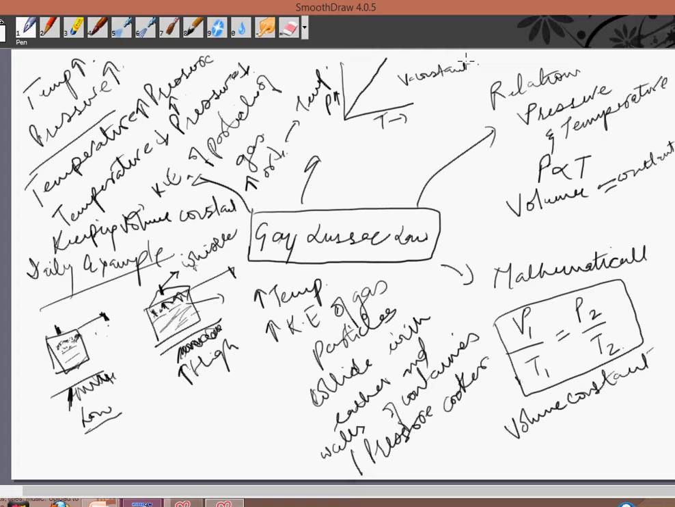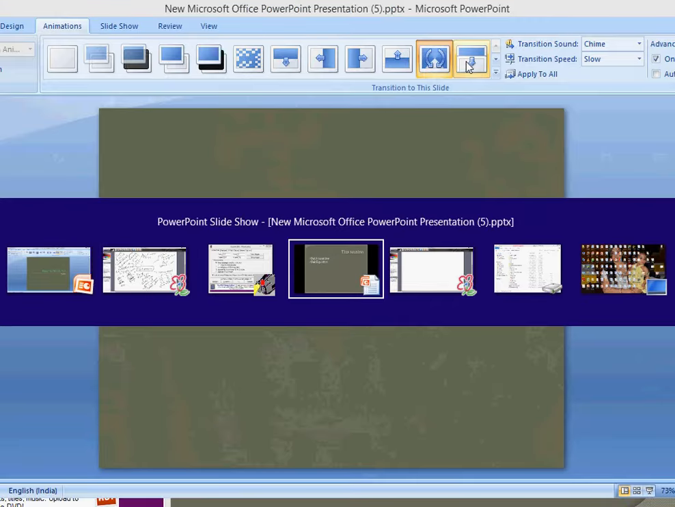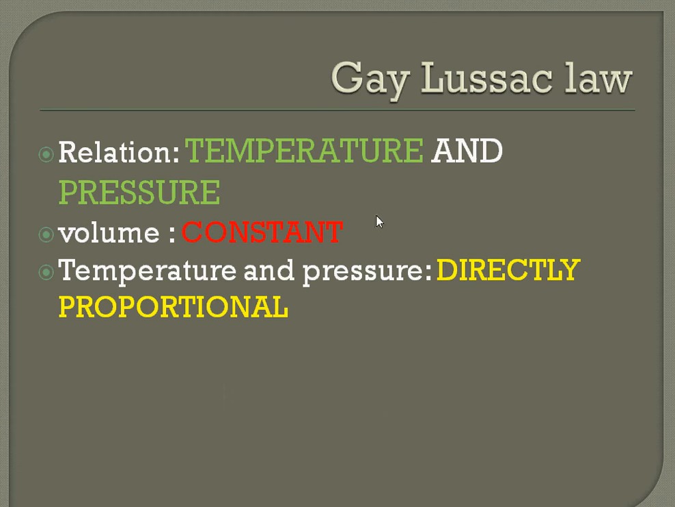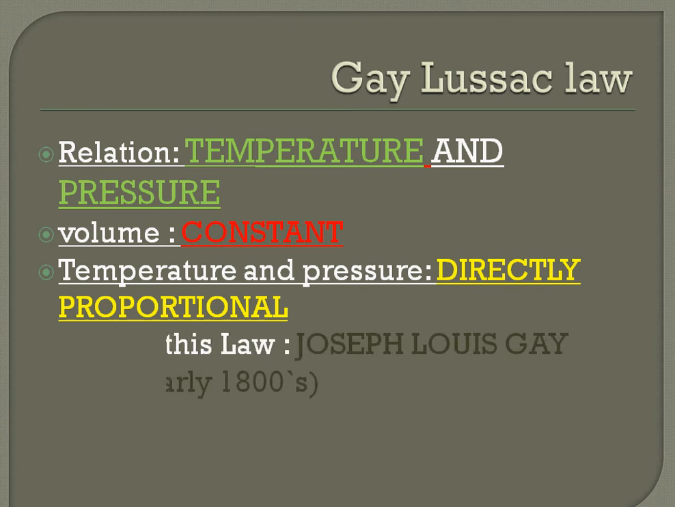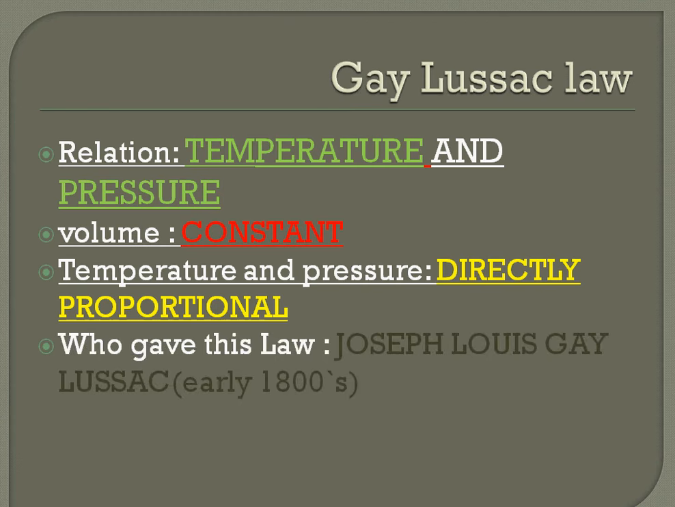Now let's come to the theory part. Yes, we have the relation between temperature and pressure, keeping volume constant. What is the relation between them? They are directly proportional to each other. That is, temperature increasing, pressure goes increasing. And when temperature goes decreasing, pressure goes decreasing. But who is this great scientist who has given this law? He is Sir Joseph Louis Gay-Lussac. He gave this law in the early 1800s.